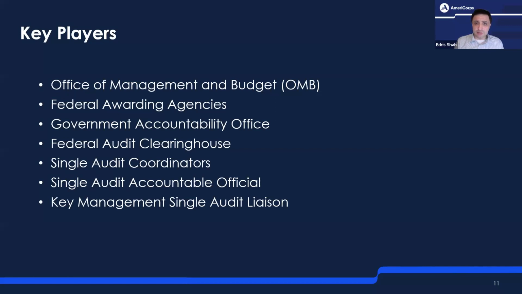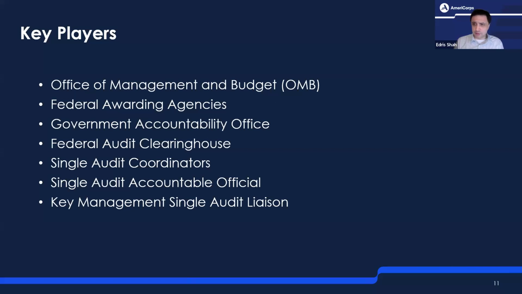And then we have the single audit accountable official. This is typically a role that is played by the CFO of each federal awarding agency, the key management single audit liaison that is responsible for serving as the agency's management point of contact for the single audit process within and outside the federal government. And in our case in AmeriCorps, it is the Deputy Director for the Office of Audit and Debt Resolution that represents the agency in various platforms, including the American Institute of Certified Public Accountants, when it comes to discussions around the compliance supplement or standards for audits.